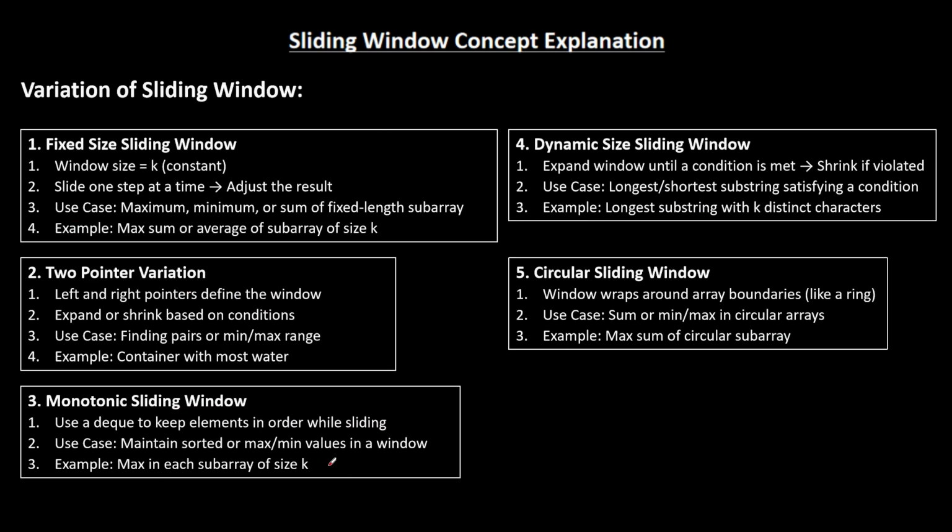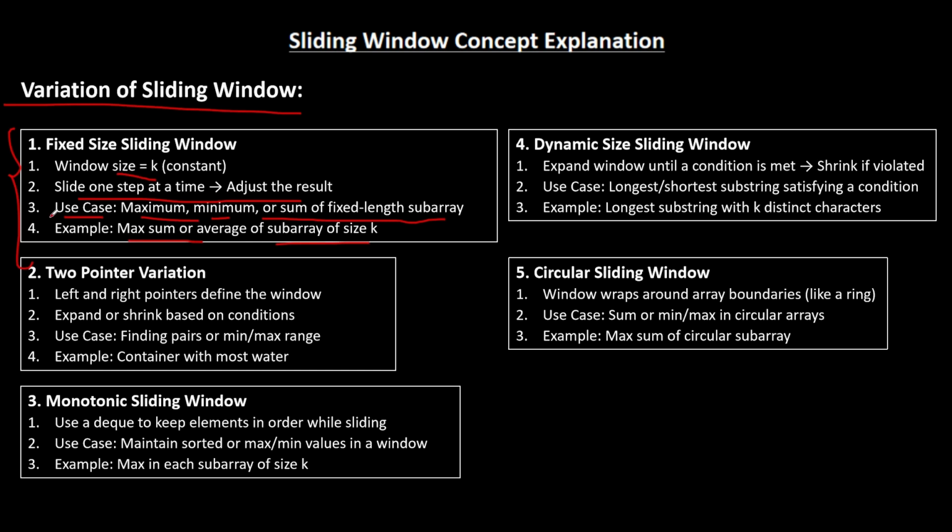Now let's move to the next slide. Variations of the sliding window. Where could you use the sliding window and what could be the variations of it, right? So let's understand that also. If it is a fixed size sliding window, the size is given to you, it is fixed; suppose k is always 5 and it won't be changing. So just have 5, slide one step at a time and adjust the result. Use cases could be maximum, minimum, or sum of a fixed length of array. Example is maximum sum or average of subarray of size k.